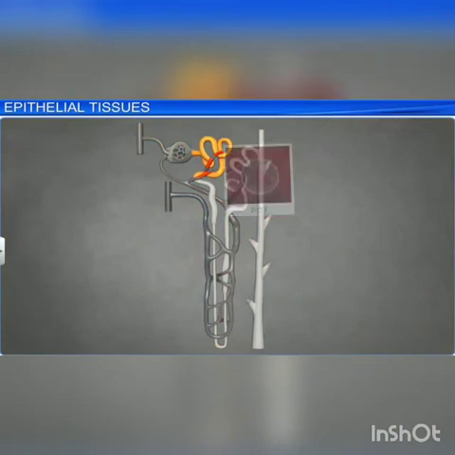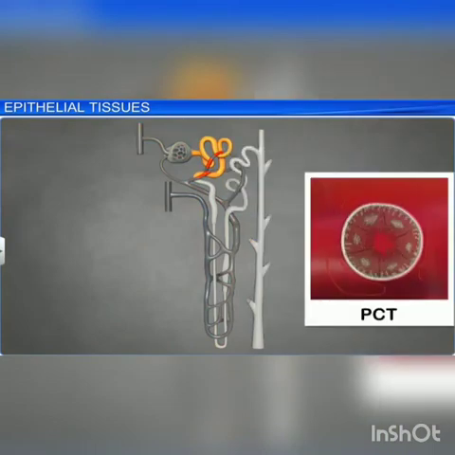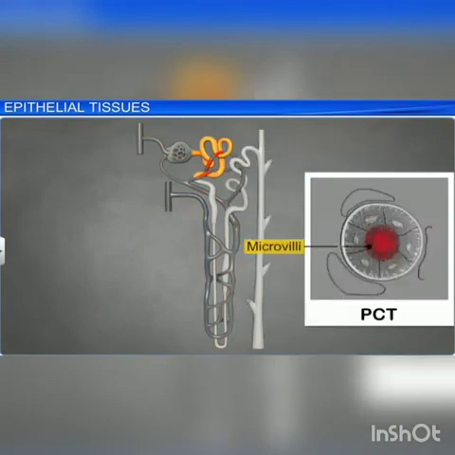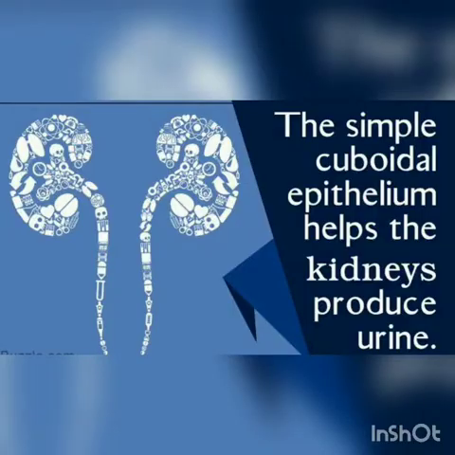Kidney tubules are divided into 3: proximal convoluted tubule, distal convoluted tubule and Henle's loop. That is the kidney tubule. Kidney glomeruli means a network of blood capillaries, called glomeruli. Okay? These cells will be present in this area.